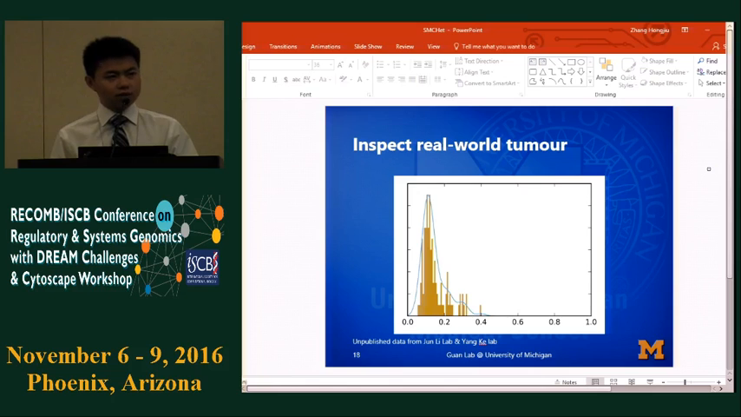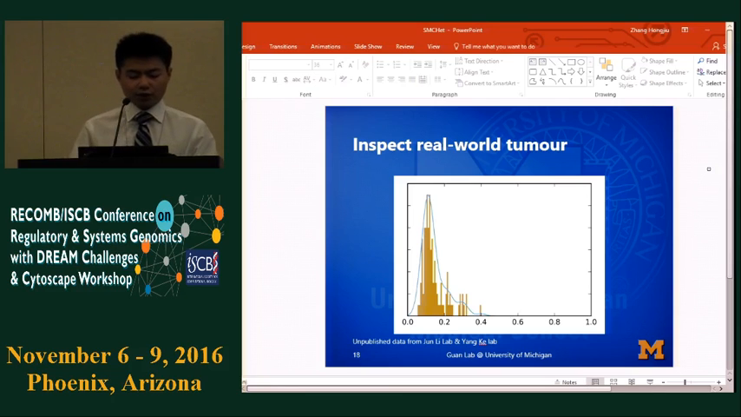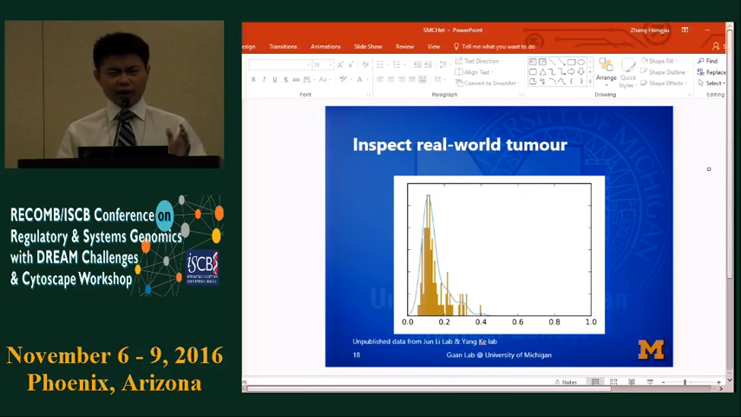We also did some experiments on a real-world tumor after the challenge, and it's very interesting. We got the data from our collaborators at Peking University and the Cancer Center at the University of Michigan. We're really grateful to them, and this data is one of the samples we got from a patient. So here is the distribution of the allelic frequency. As you can see, there are several peaks. If you look at it by eye, you can tell there are some subclones in it.